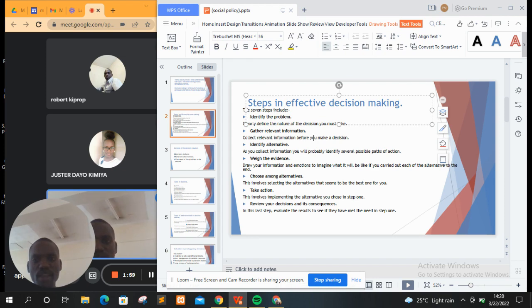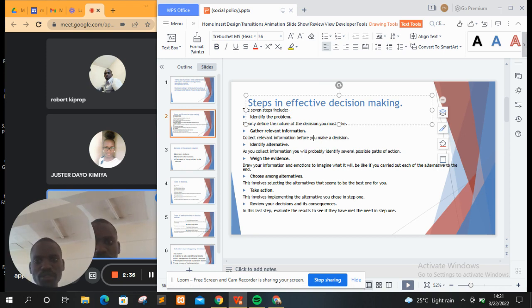Fourth, weighing the evidence. Draw on your information and emotions to imagine what it will be like if you carry out each of the alternatives. Number five, choose among the alternatives. This involves selecting the alternative that seems to be the best one for you.